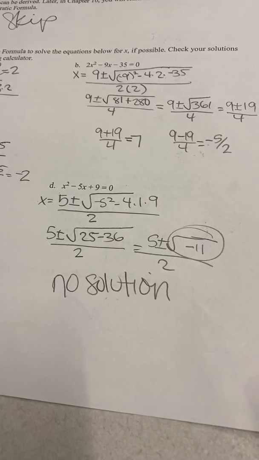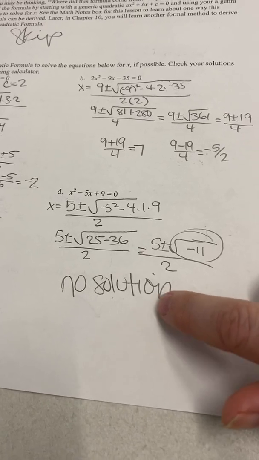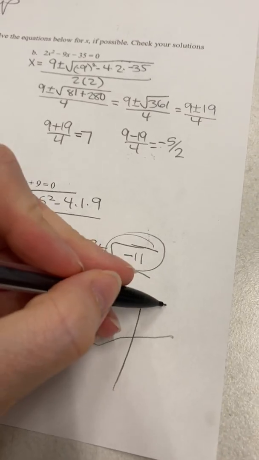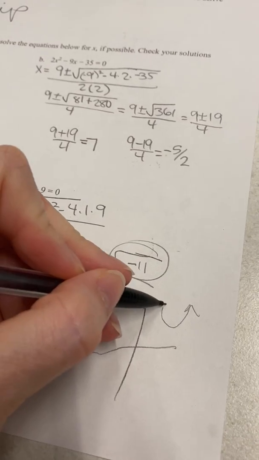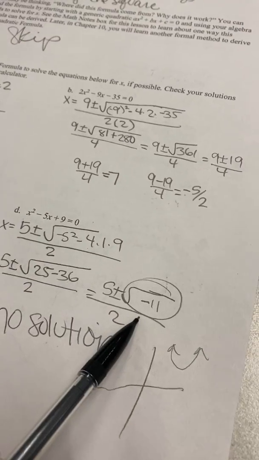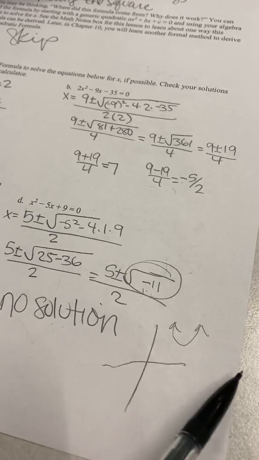You cannot take the square root of a negative 11, so you are actually done right there, and there would be no solution. Now remember what that looks like, and if you graph it on Desmos, what you'll see is at some point your parabola would be like floating in the air. I don't know if it's there or over here or where in the world it's at, but if this happens, it means no solution, which means there are no x-intercepts.